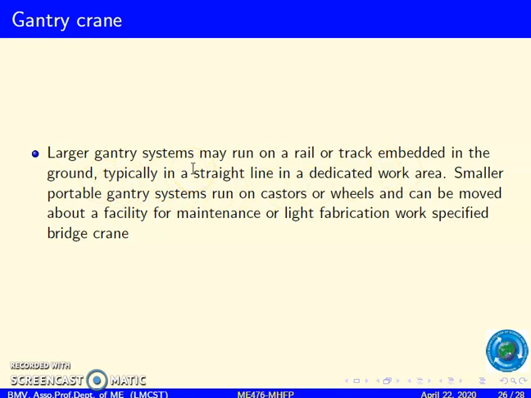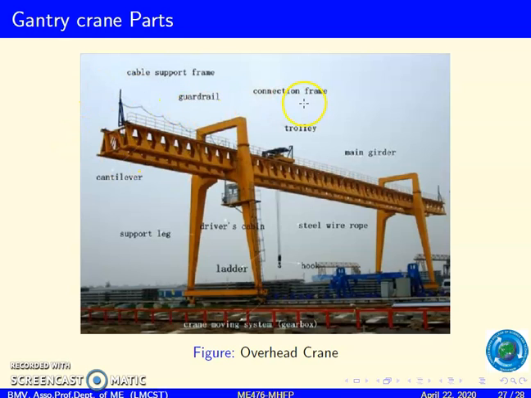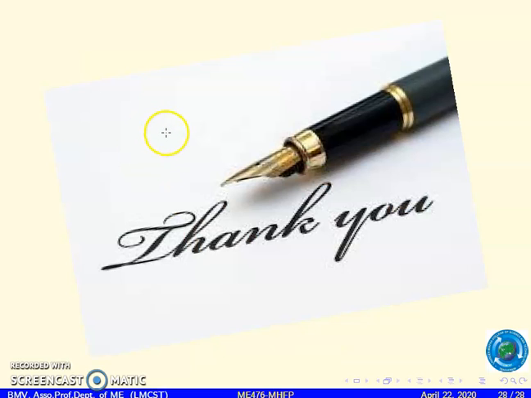This figure shows a gantry crane with its parts. So these are the supporting legs and the trolley. And so in this session we have seen the crane and different types of crane which are used for lifting and lowering heavy materials.